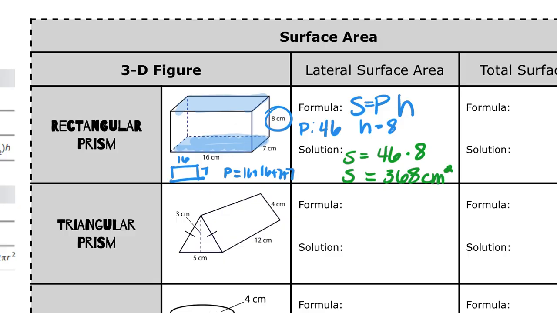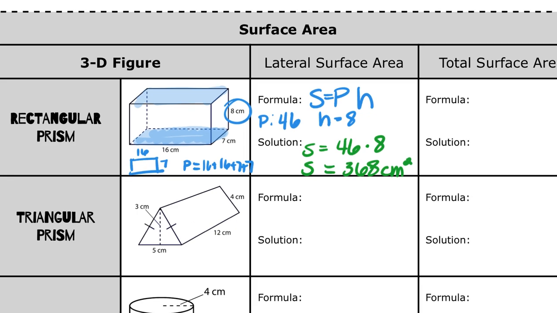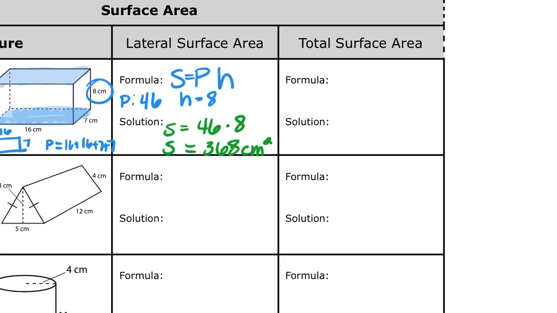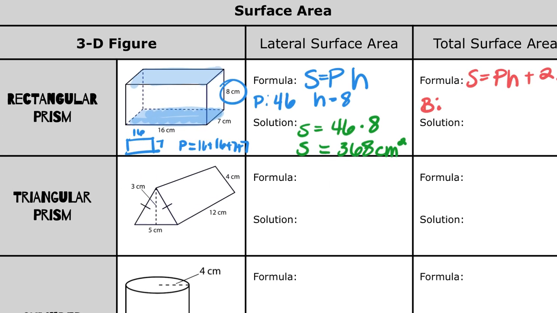Okay. So with that being said, let's go ahead and find our total surface area. So I'm going to shift here. Our formula for total surface area includes the perimeter of the base times height part. So that's the lateral plus 2 times area of the base. So the next piece we need is area of our base. So if our base is 16 by 7, to find our area of the base, we would multiply 16 times 7.